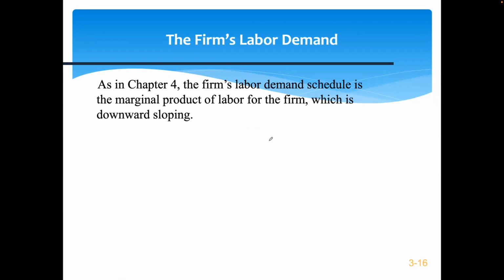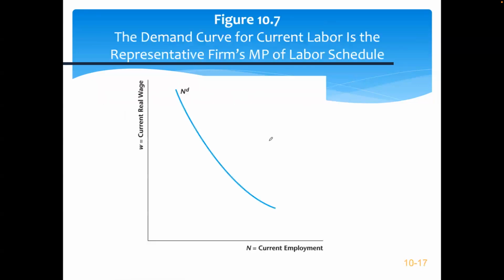Now, even though we haven't studied that before, this is pretty much like some insight we have from the previous chapter. In chapter 4, we studied the firm's labor demand. So the firm's labor demand schedule is going to be the marginal product of labor for the firm, which is going to be downward sloping. So that's given back here. Labor demand is going to decrease with wage. So basically, the firm is going to demand labor at the margin such that the marginal productivity of labor equals the wage.